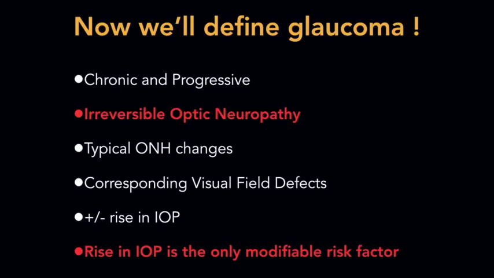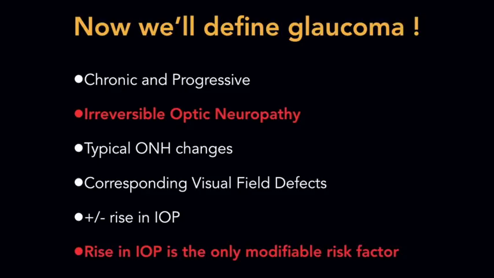And because of the optic nerve disease and the retinal nerve fiber layer defects, there are corresponding visual field defects that the patients will experience. And as we all know, there is going to be a rise in IOP, but not always. There can be a rise in IOP, there can be normal IOP as well. But the more important point to understand is that this rise in IOP is probably the only modifiable risk factor, which means it is the only way where we can try to control the progression of glaucoma.